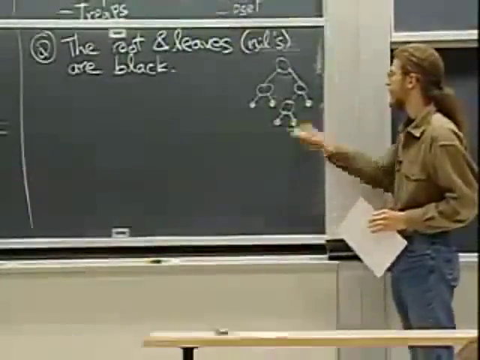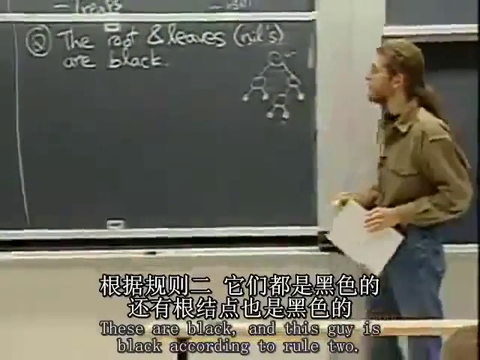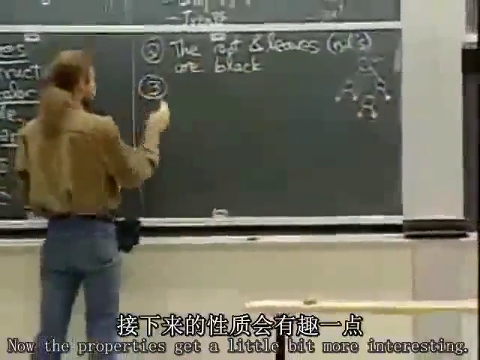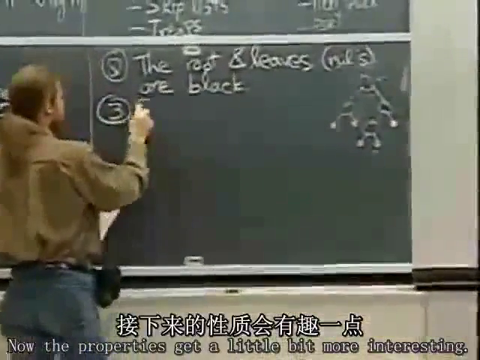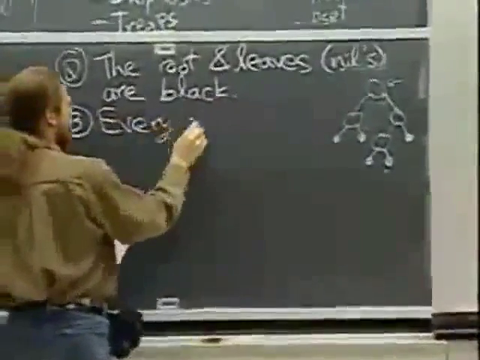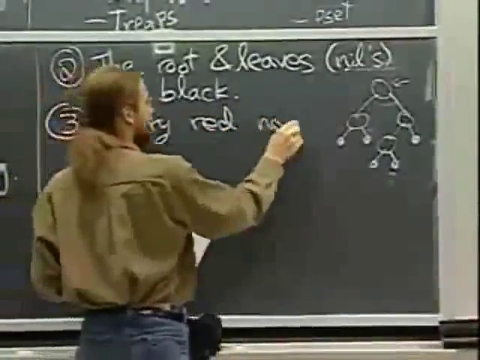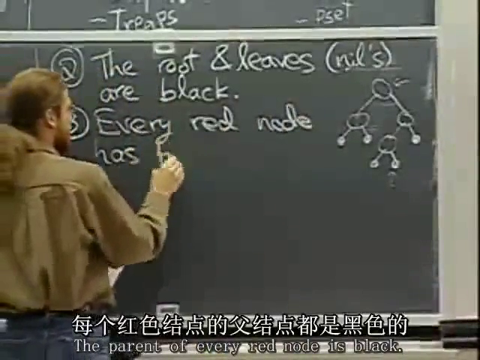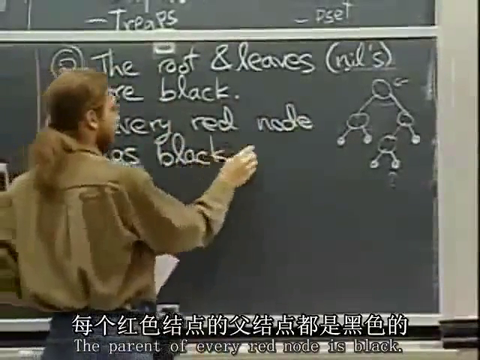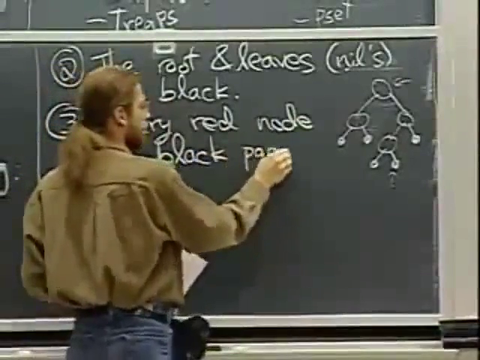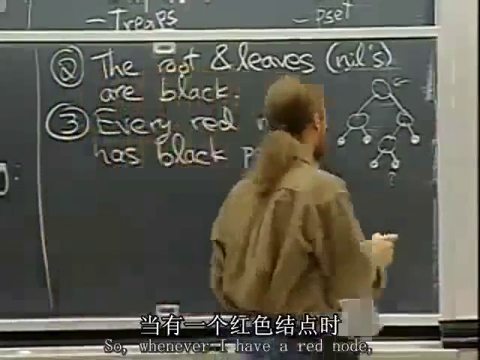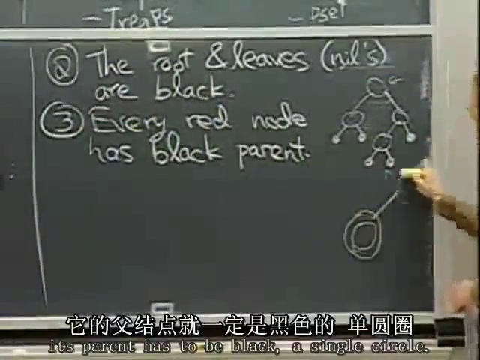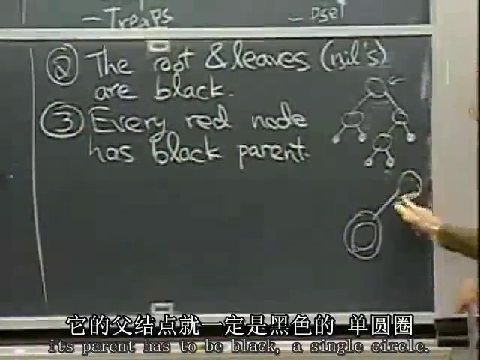These guys are black, and this guy is black, according to rule 2. Now the properties get a little bit more interesting. The parent of every red node is black. So whenever I have a red node, its parent has to be black, a single circle.